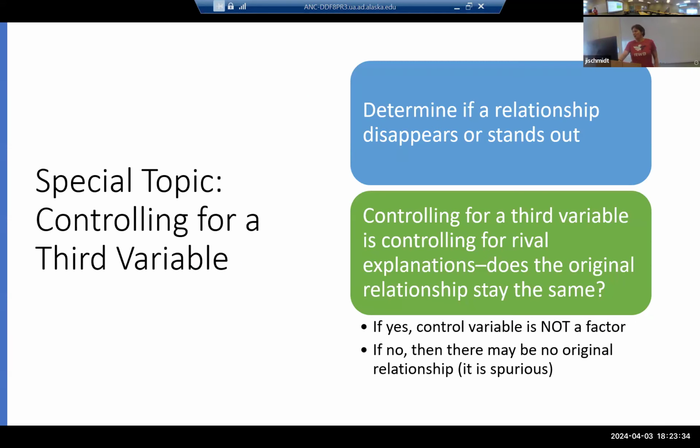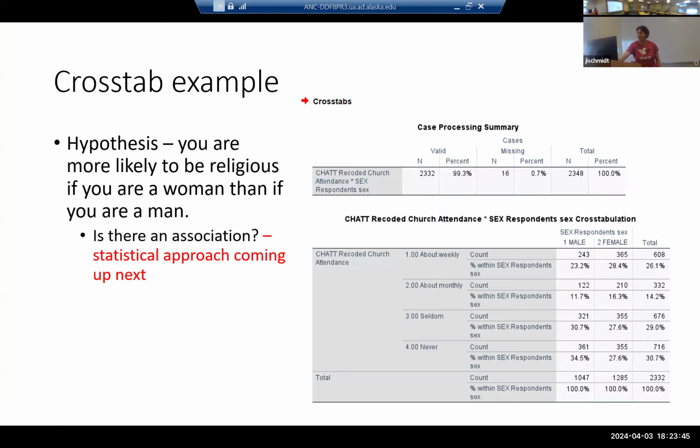Okay. And remember, controlling for a third variable or confounding factors. If I went back to this example and threw in education, and education caused the differences between men and women to change, then education would be a confounding factor. You would want to include that in your analysis as a potential explanation for religion and church attendance. So if you throw something in and this type of distribution changes, then it's important to include.